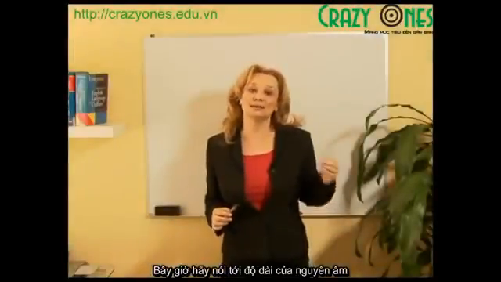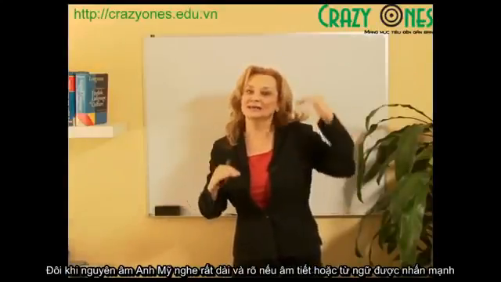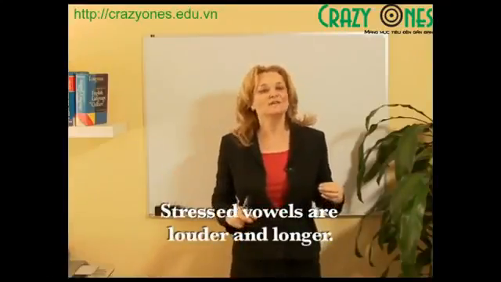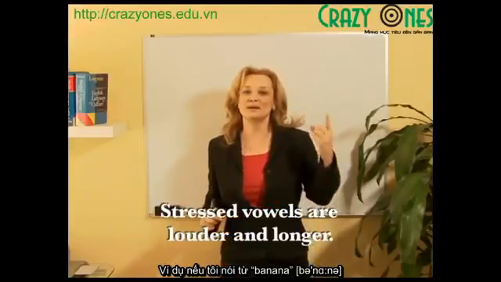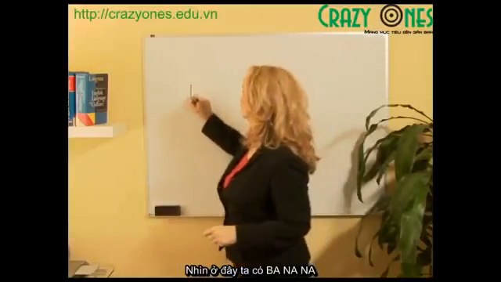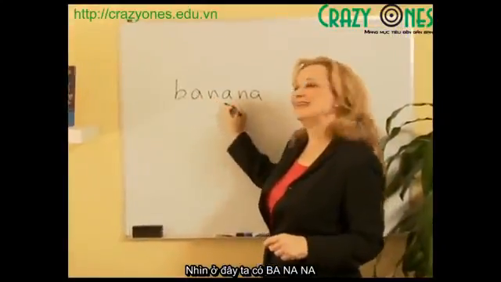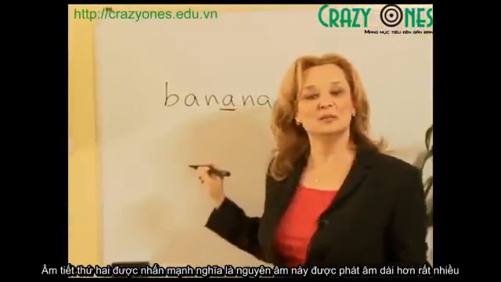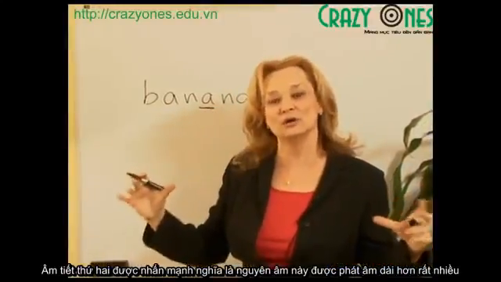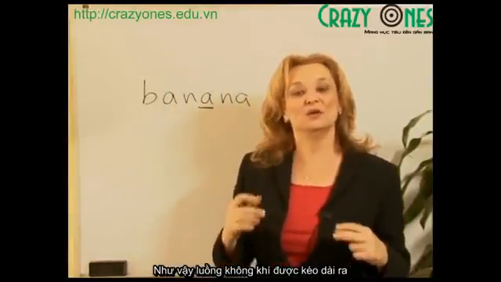Let's talk about vowel length now. American vowels can sometimes sound very long and louder if the syllable is stressed or if the word is stressed. For example, the word banana has 3 syllables. Let's take a look. So we have banana. This second syllable is stressed. That means this vowel is going to be much longer. Repeat, banana, banana. So the a is going to be prolonged.